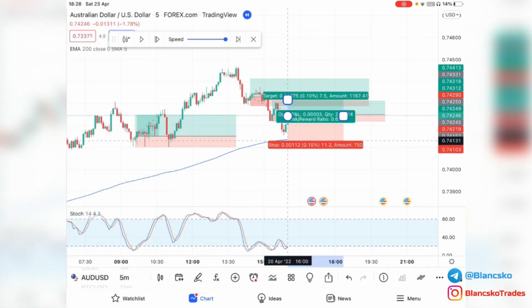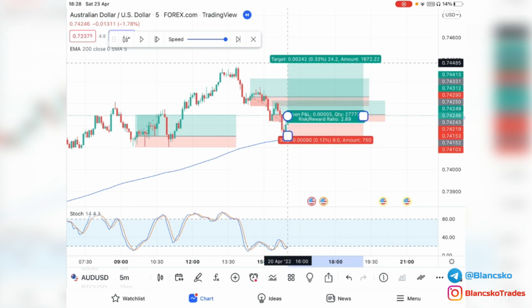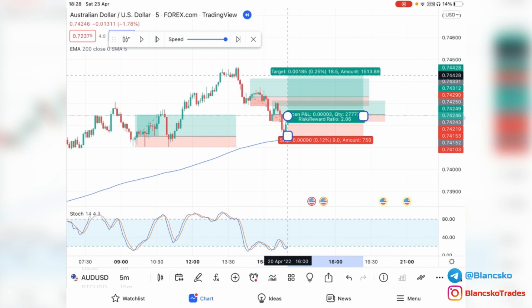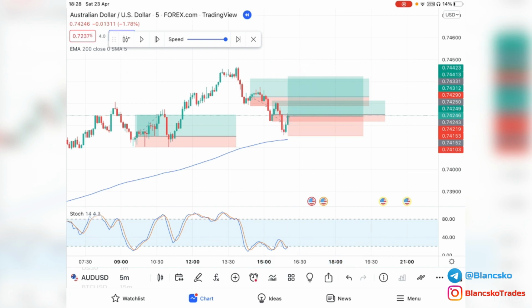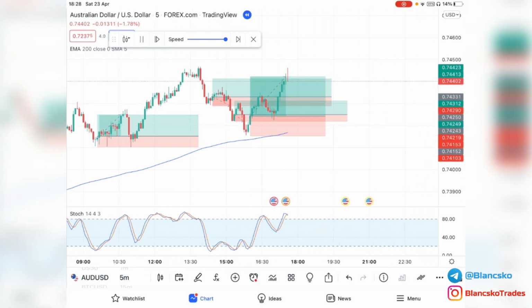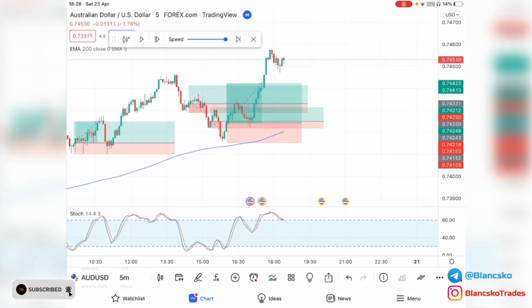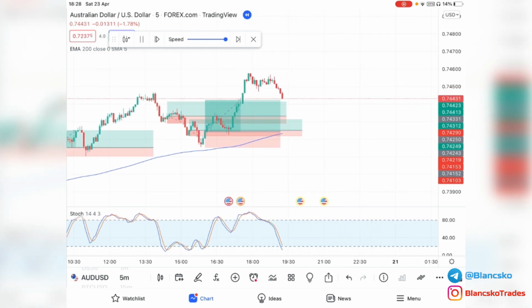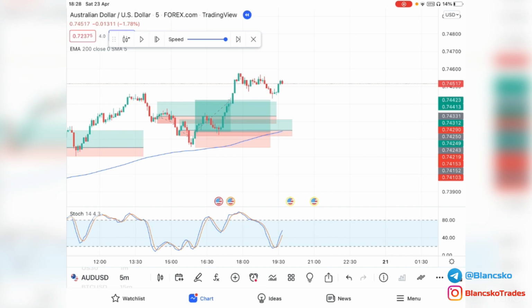Okay, my stop loss right below the zone, and my take profit would have been right here. Okay, this would have been my take profit. Let's play price, and boom, take profit would have been hit. This was another win, and now we had a cross.